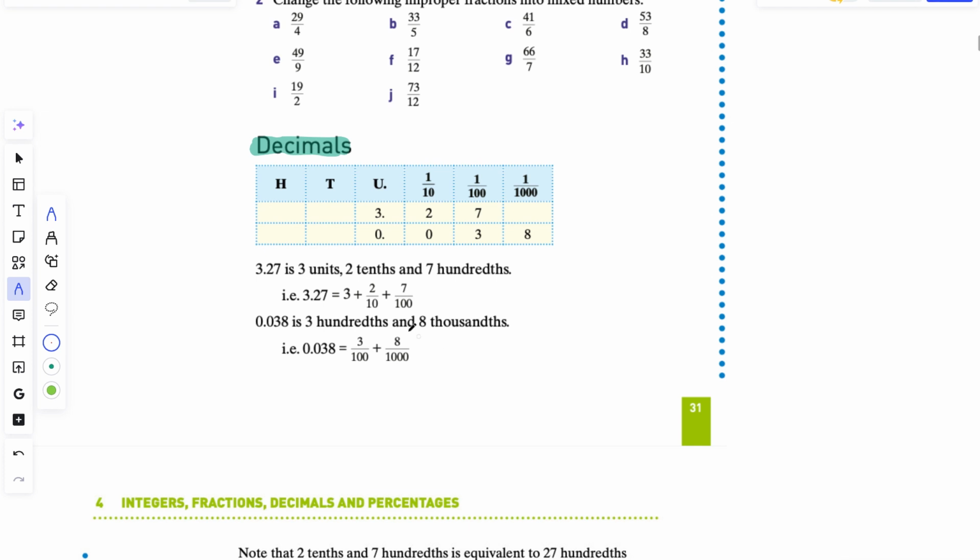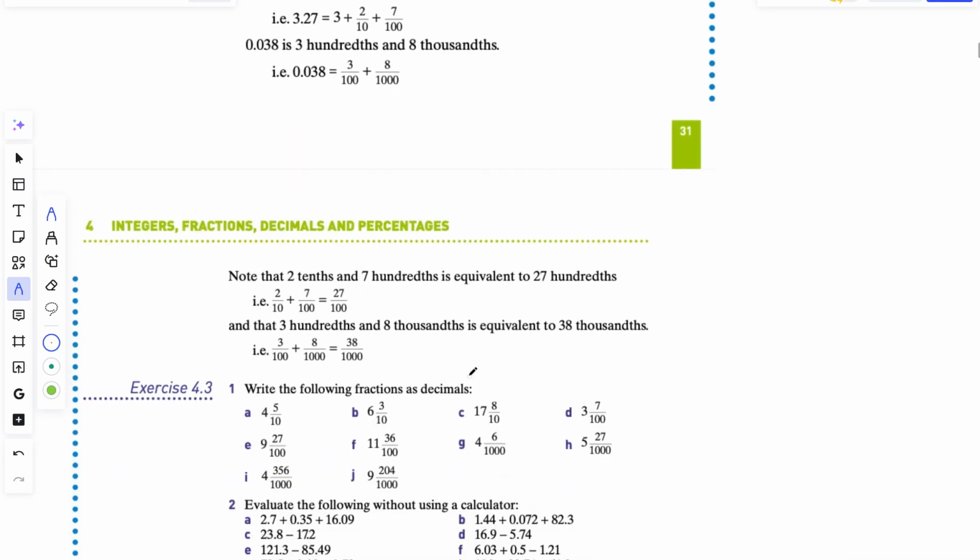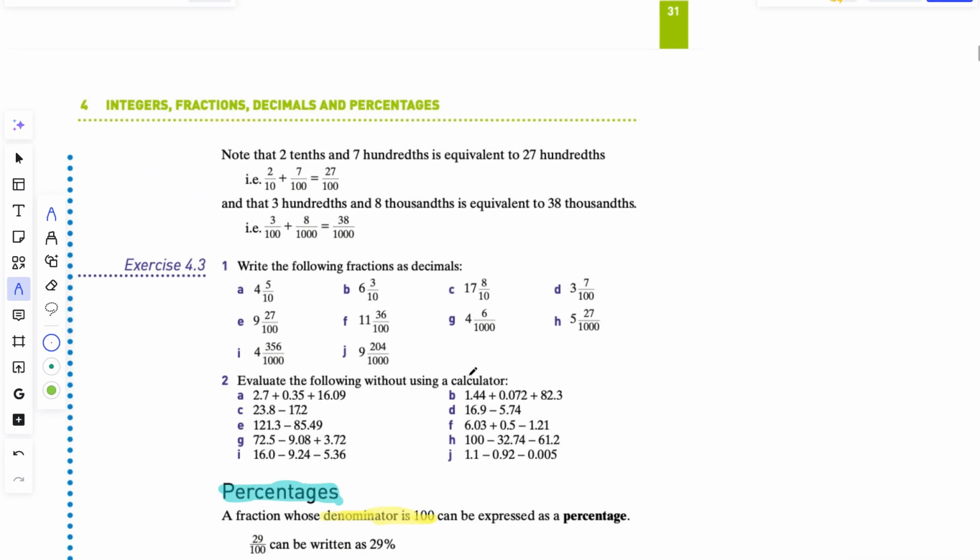Is that okay? So if you want to change this one to a fraction, this 3.27 means 3 plus, this 3 is 3 as a unit, plus 2 over 10. This 2 is first, the tenth. This 7 is over 100. You say plus 7 over 100. This is how to put this one back. If you're given this one, there is no number in the unit, it's 0. So the tenth is 0 also. So the first one here is 3 over 100, and 8 over 1,000 for the second one, if you're changing them back to fraction.